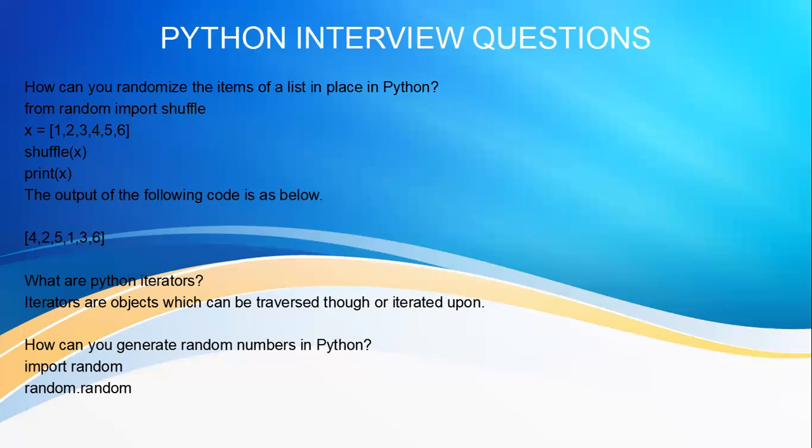The next question, how can you generate random numbers in Python? Here comes the random module. The random module is the standard module that is used to generate a random number. First you need to import the random module, then you can write random.random. Here the statement random.random is a function. It will return a floating number that is in the range 0 to 1. So it will always return numbers in the range 0 to 1. The function generates random floating numbers.